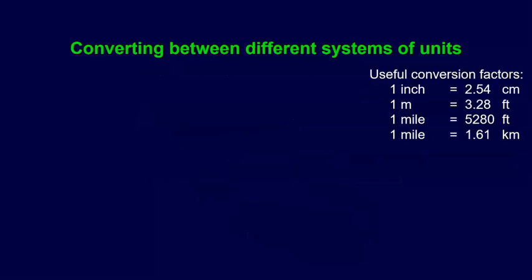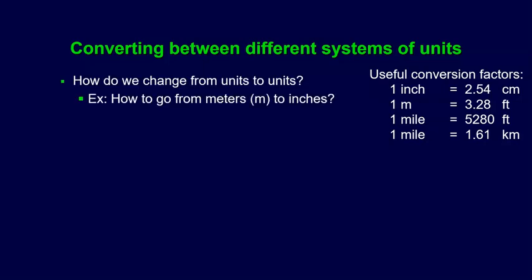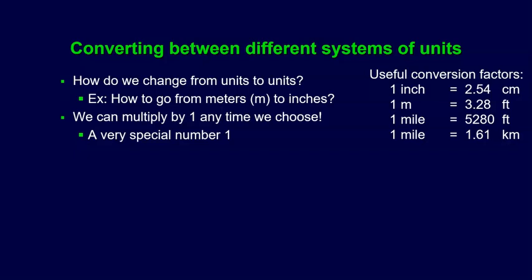But more often we'll use that to convert between different kinds of units. So how do we change from units to units? For instance, how do we go from meters to inches? What we do is multiply by what I like to call a number 1. We can multiply anything by the number 1 and it stays the same. But in this case, we'll pick a very special number 1.